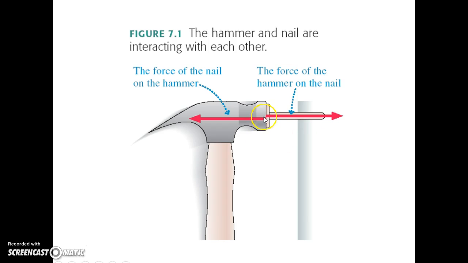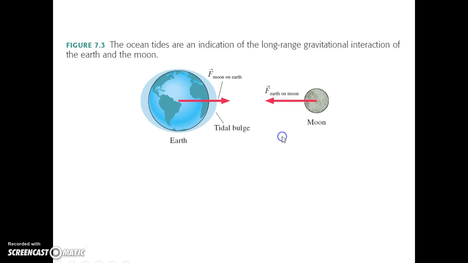An example: hammer and nail. The hammer pushes on the nail, and then the nail pushes on the hammer. So those are the two action-reaction pairs. Same with the gravitational force: the moon pulls on the Earth, which causes the tides, and then the Earth pulls on the moon. And the reason that the moon stays in orbit is because of the gravitational pull of the Earth.